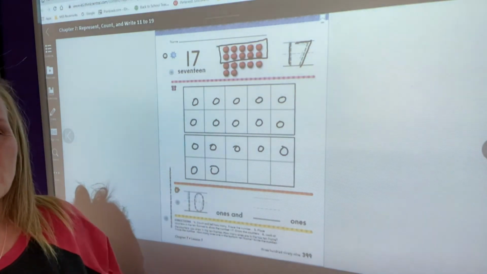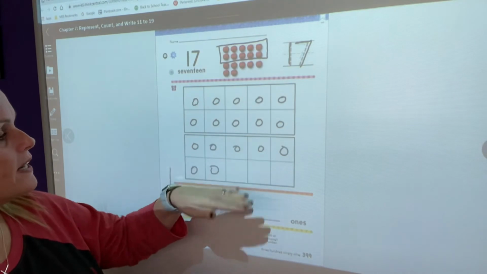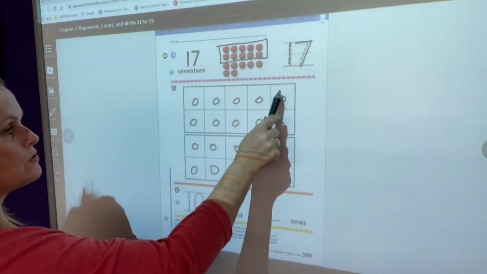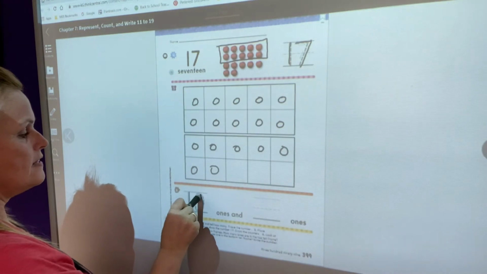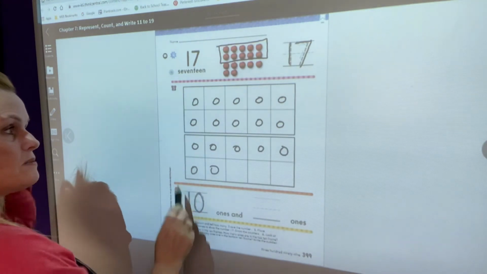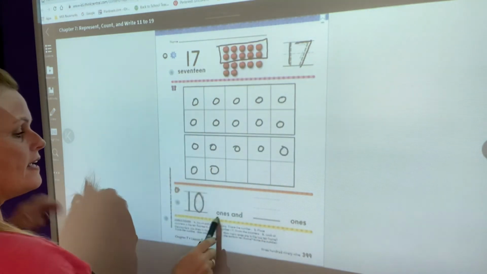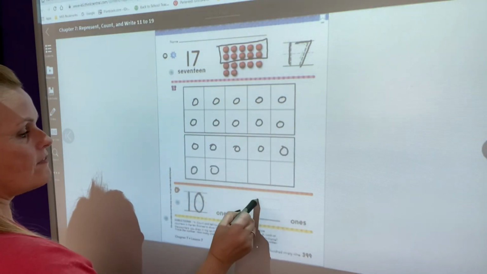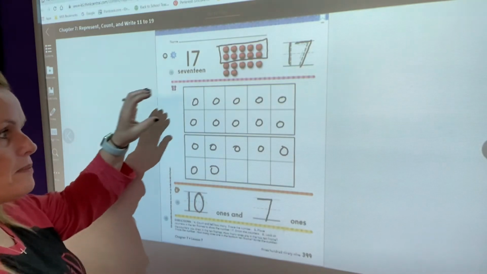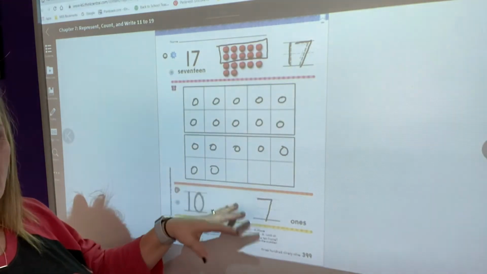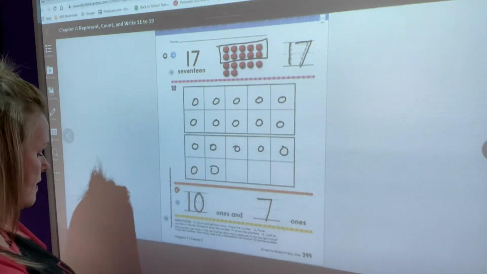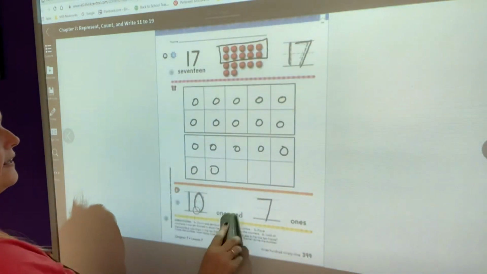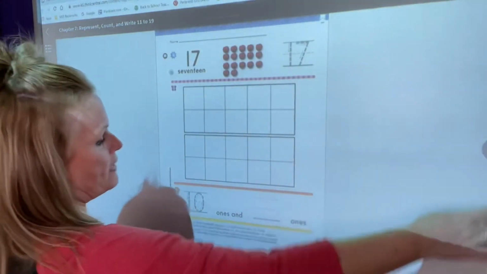Okay? So when we look, we're going to break it into two groups here. We have how many counters here? There are 10. So 17 is made up of 10 ones, and how many more ones here? 7. 17 is made up of 10 ones and 7 ones, and we can put them together to make 17. Okay? Let's go on to our very last page today.